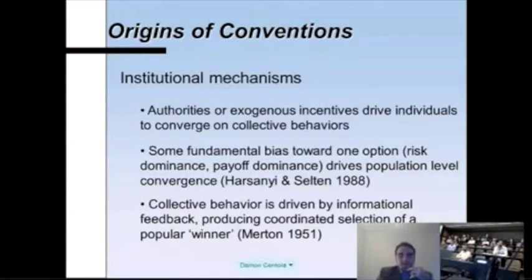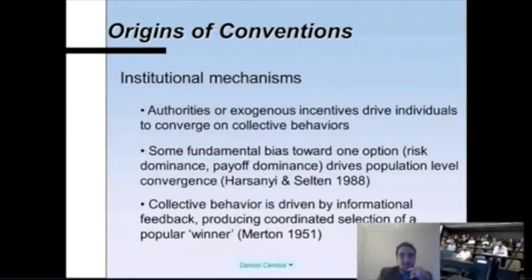And one of the most compelling answers has come from Harsanyi and Selten's work on payoff dominance or risk dominance in the alternatives that people are choosing between. So they won the Nobel Prize for this work. And what they essentially argue is that there's some fundamental bias in the options that people are choosing between, where one of them is either just obviously worth more than the other, or one of them is safer. It's less risky than the other one. And what they notice is that through the dynamics of iterated interaction, the option that's either the higher payoff option or the option that's less risky is individually preferred.